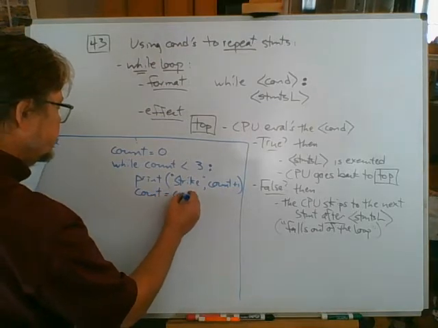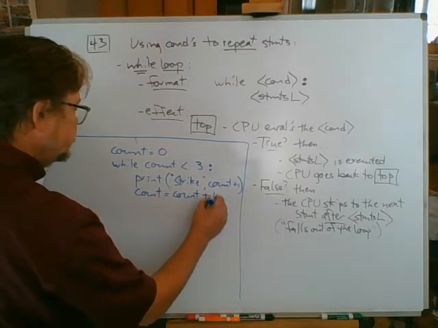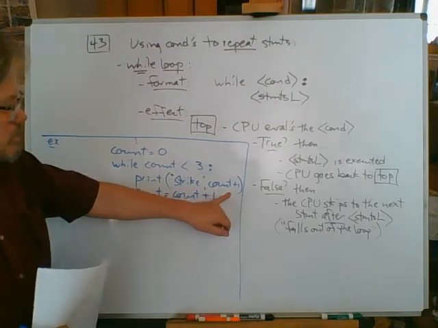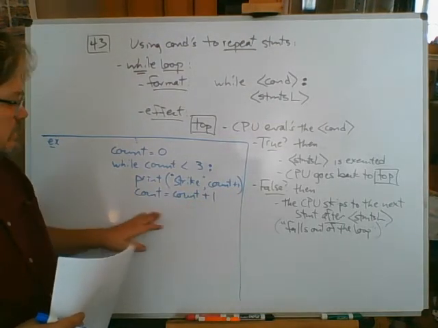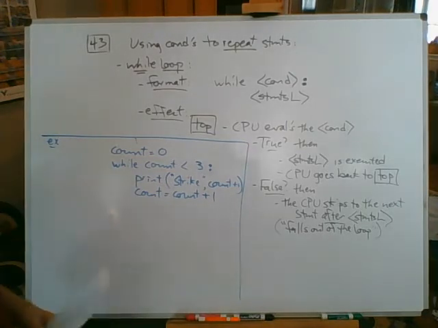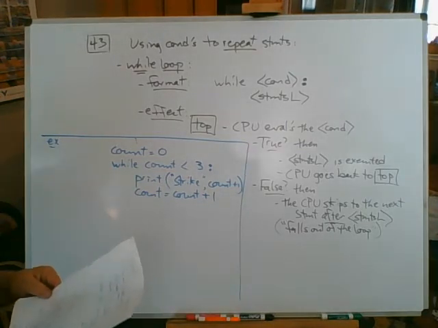equals count plus 1. This is just an expression. It just says count plus 1. That's what I want to see printed to the screen. This is an activity. This is an assignment. It's making things happen, changing the value of the variable.